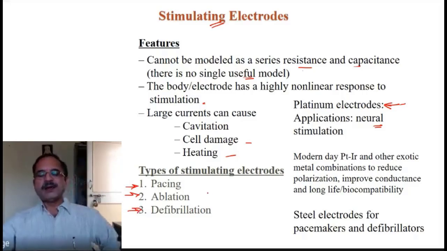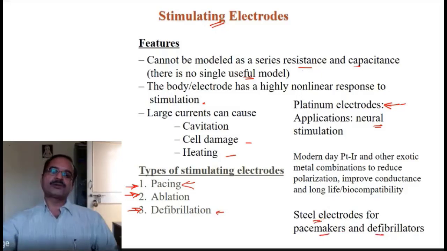Now these things are not expected in detail from us. I am telling you just to give you an idea. These are actually different processes. Defibrillation is actually giving a little shock to the heart muscles. Pacing also is related to the heart. For pacemakers and defibrillators, we use steel electrodes.